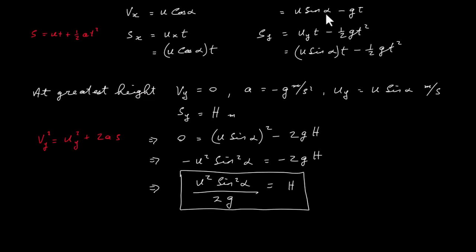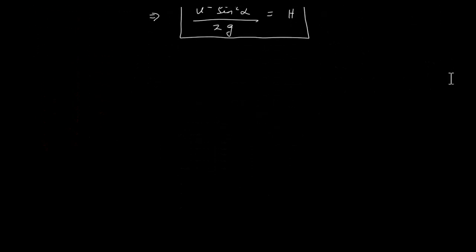Okay, so let's look at the next one. What we're going to do here is find the distance in the x direction when the distance in the y direction is equal to 0. So we're going to find the distance in the x direction when the distance in the y direction is 0.